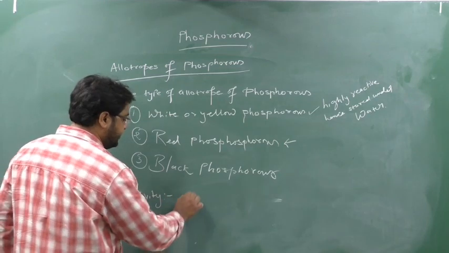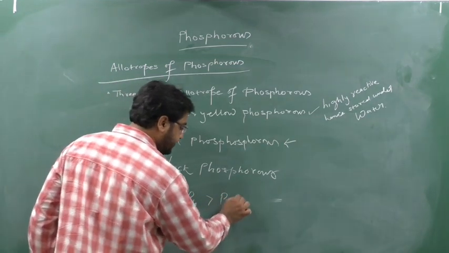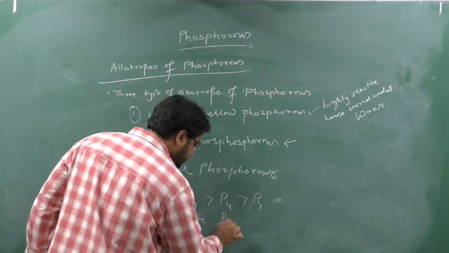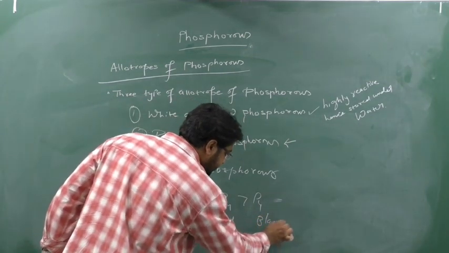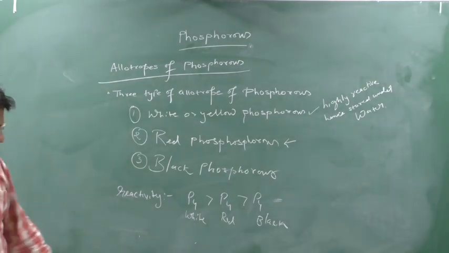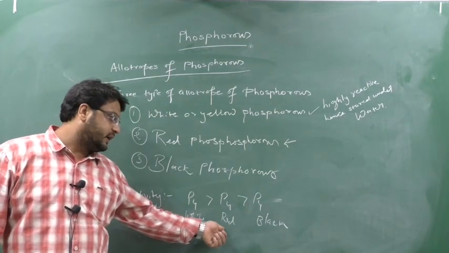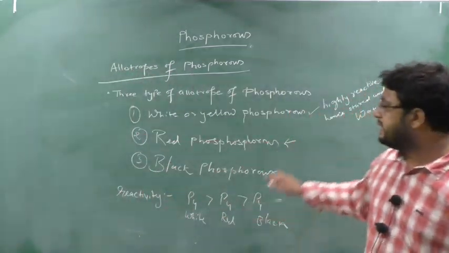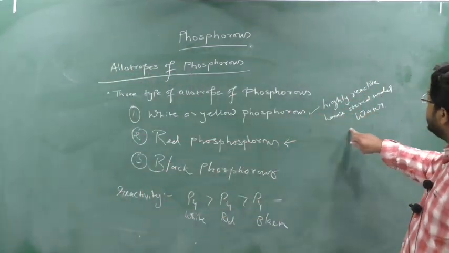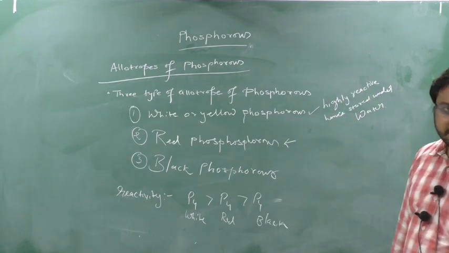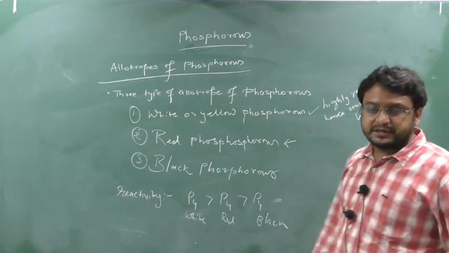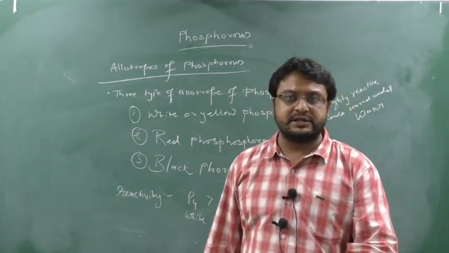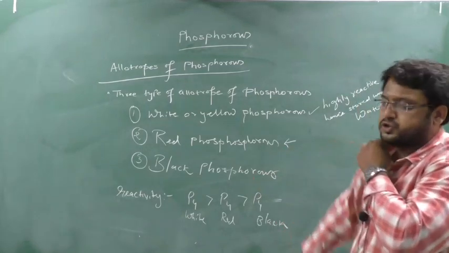Reactivity series: P4, P4, P4. This will be white, this will be red, and this will be black. So white phosphorus is more reactive than red, and red is more reactive than black. White phosphorus is highly reactive, hence it is stored under water. Now students, why is white phosphorus highly reactive? This is a very important question in P block element 2. This I will discuss after this lecture.